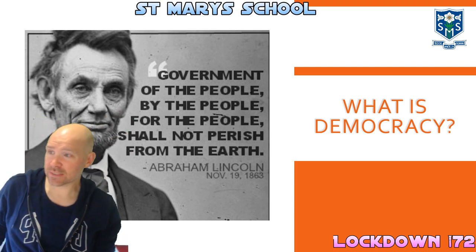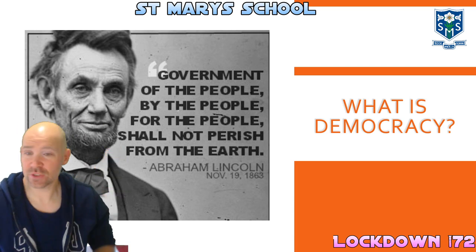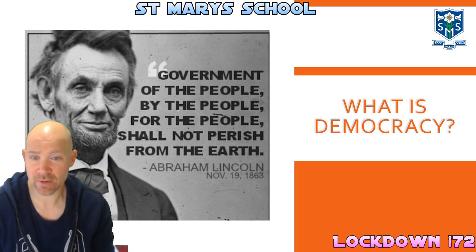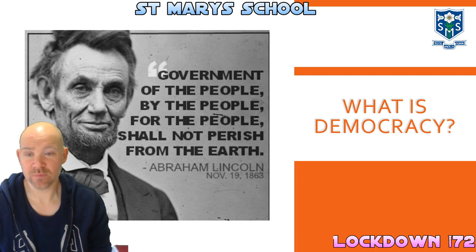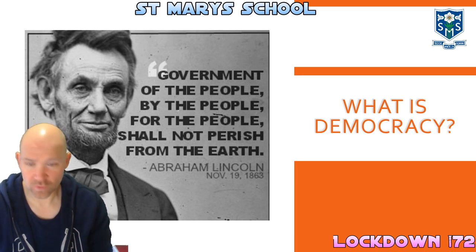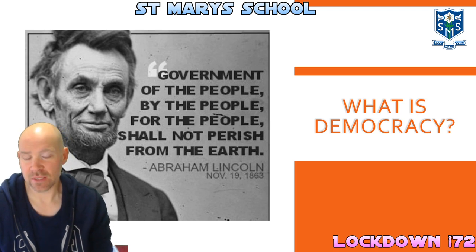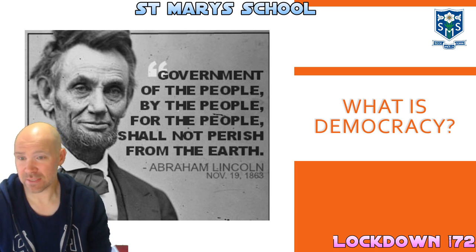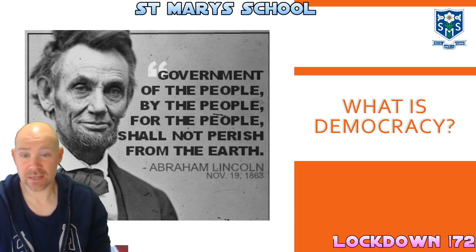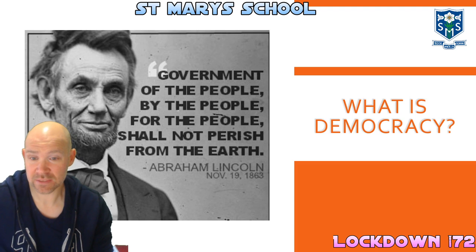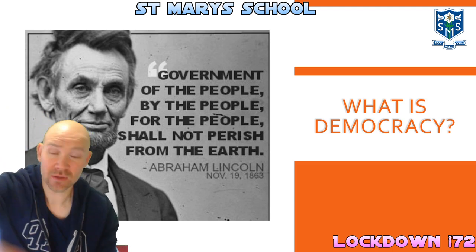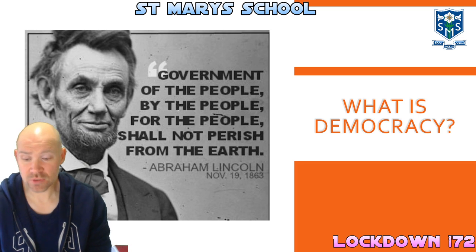But as we're talking about American politics, let's have a little look at one possible definition of democracy, which is from Abraham Lincoln, the famous American president. And he argued that democracy is government of the people, by the people, for the people, and it shall not perish from the earth. And what he means by that is that a democratic country is one where the government is of the people, as in made up of citizens, and by the people, as in voted for by the citizens, and for the people, as in it is there to serve the citizens of their country. Most dictators or monarch rulers in the past have been there to serve themselves.